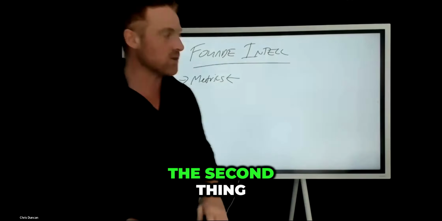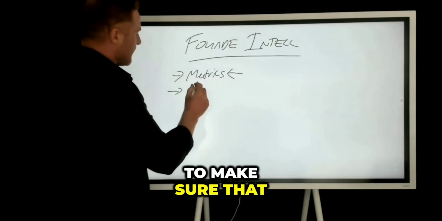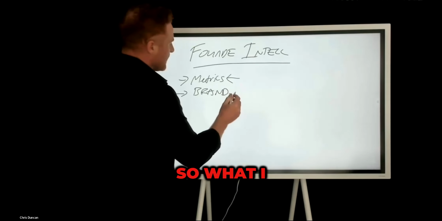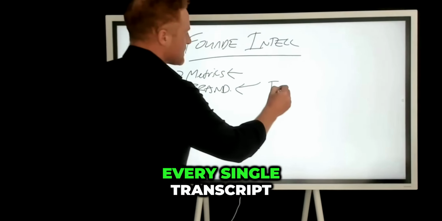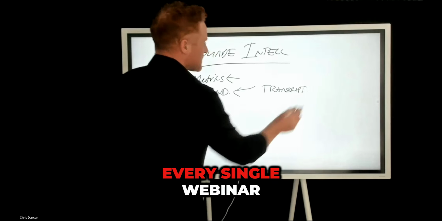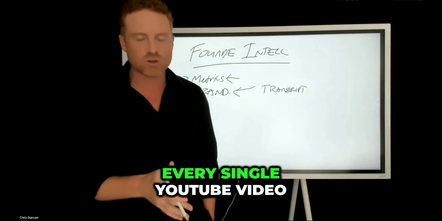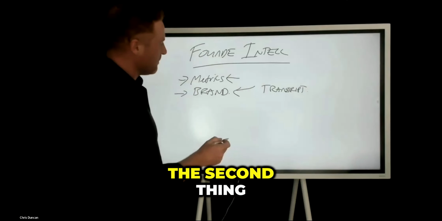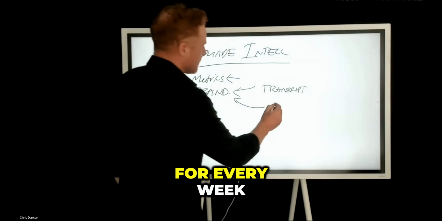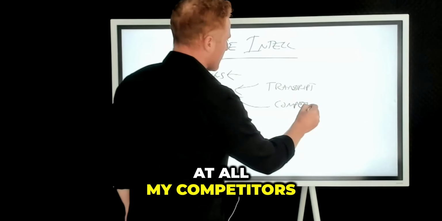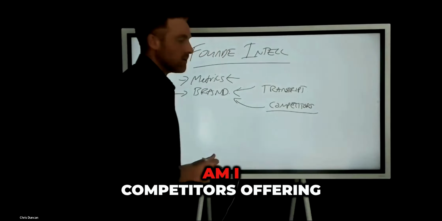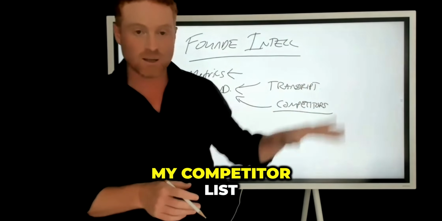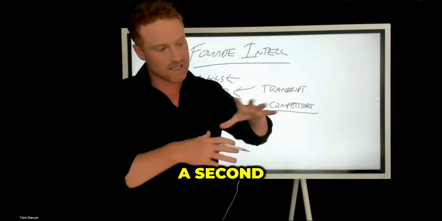So, daily metrics. The second thing is I wanted to make sure that I could have a full understanding of my brand. So I uploaded every single transcript, every single webinar, every single book, every single YouTube video into this, and taught the brain who I am and what I'm doing. The second thing is I created a rhythm for every week for it to go and look at all my competitors and see what my competitors are offering. Every single Sunday, it goes and gets my competitor list. I can show you this in a second. It gets all my competitors.